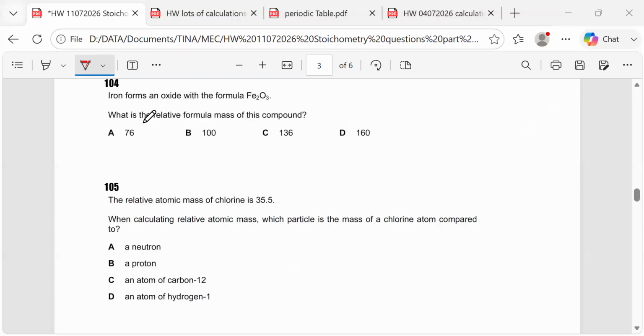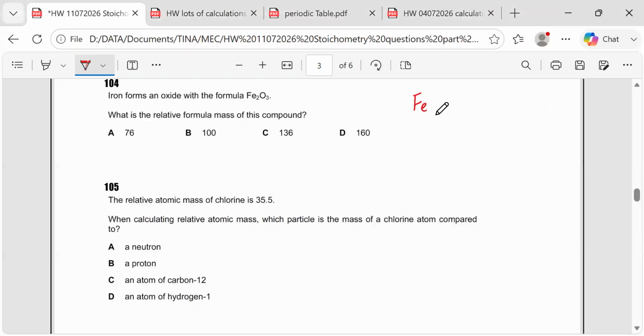Are you done already? Okay. Iron is 56, okay? I'm supposed to give you all the periodic table. Not you guys, you two. I gave you last week, 2 weeks ago, right? Yeah. Okay, iron is 56, oxygen is 16.